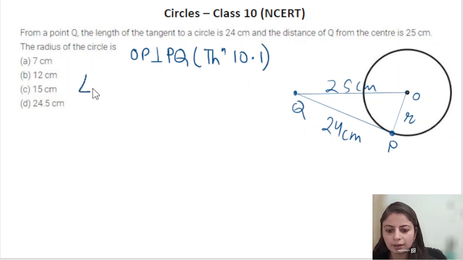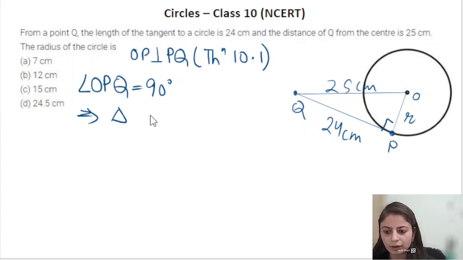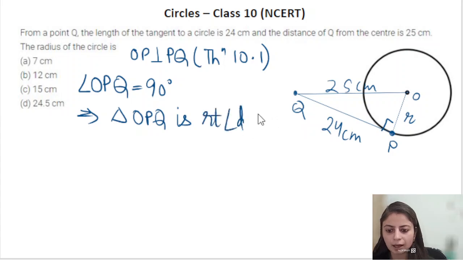This means angle OPQ is 90 degree. So this angle is 90 degree angle. This implies that triangle OPQ is a right angle triangle. This is a right angle triangle, right? So I can use Pythagoras theorem in this triangle. So using Pythagoras theorem, what I'll have is square of hypotenuse equals square of perpendicular plus square of base.